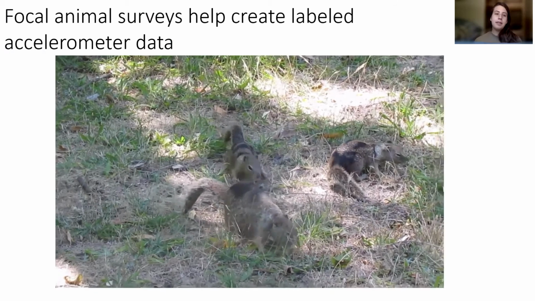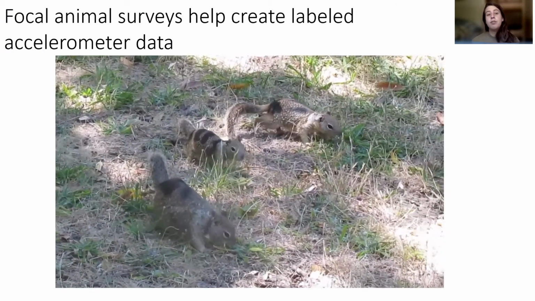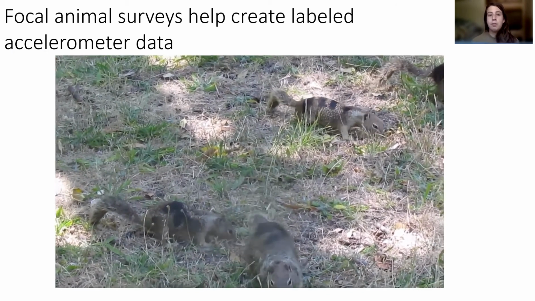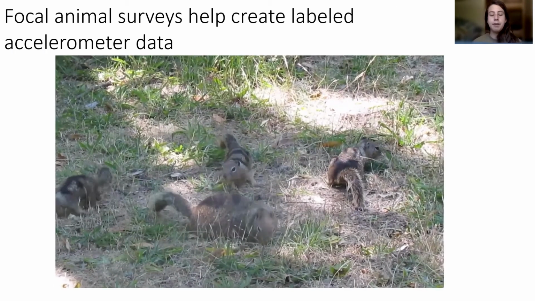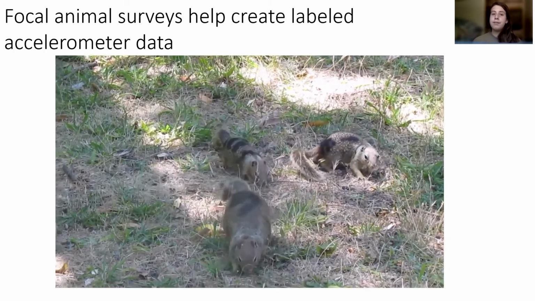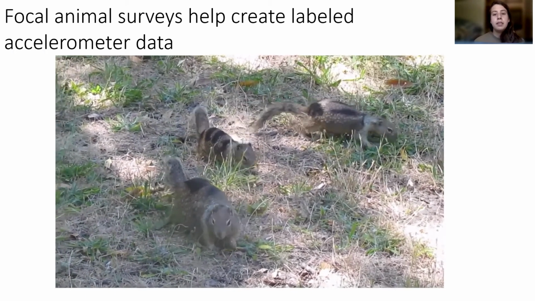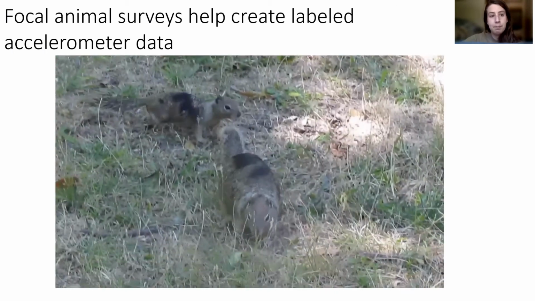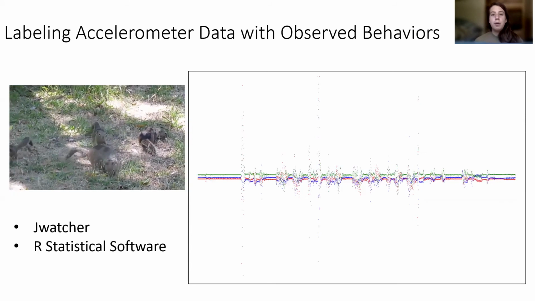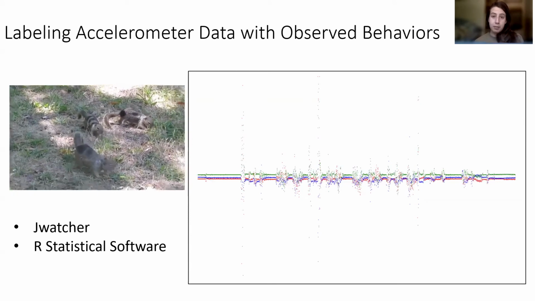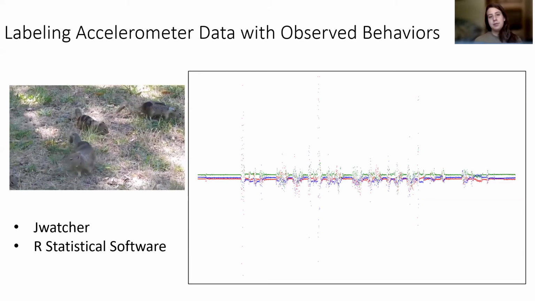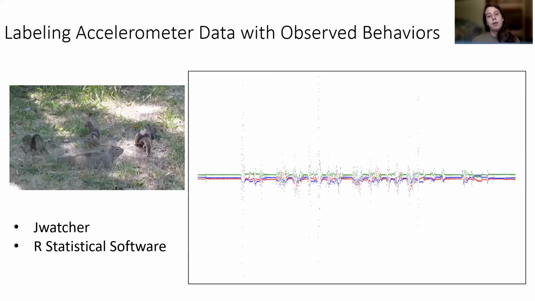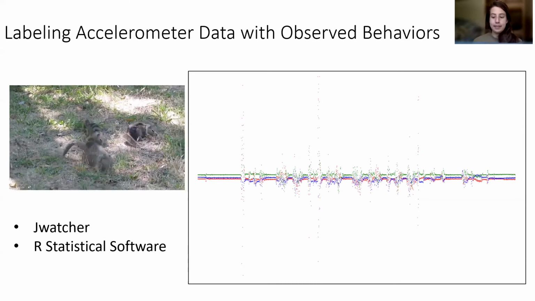So in order to get that paired training data, we conducted 13 focal animal surveys on 8 different squirrels. So we collared individuals, released them into the environment, and then an observer followed that individual and, using a voice recorder, spoke each behavioral change that was observed using a predetermined ethogram. So we could then use JWatcher and our statistical software to take those focals that were observed by a researcher and pair them with the data collected by the collar at the exact same time.